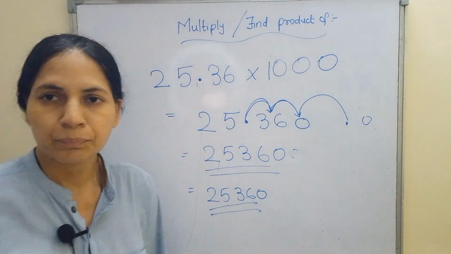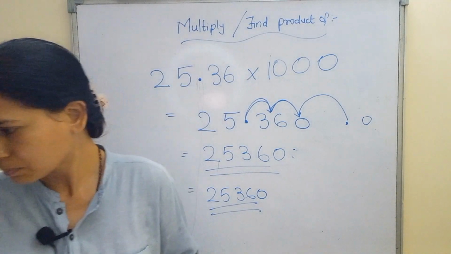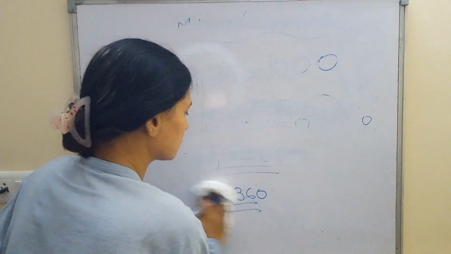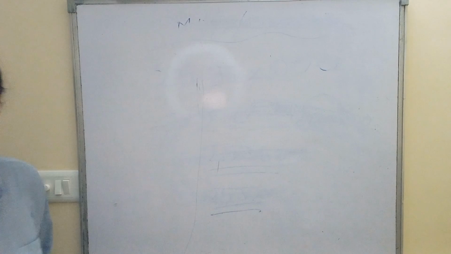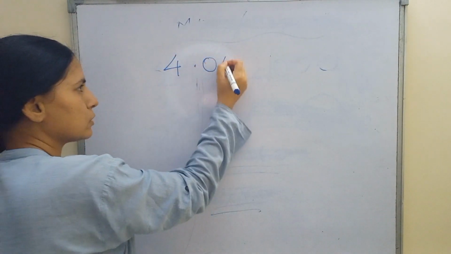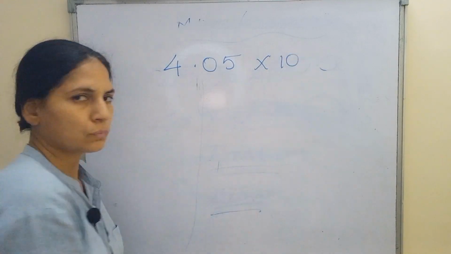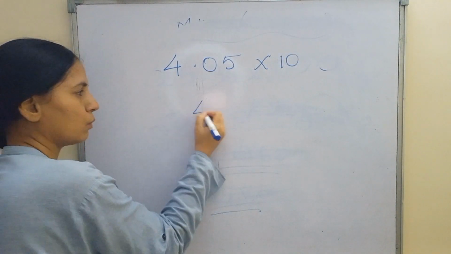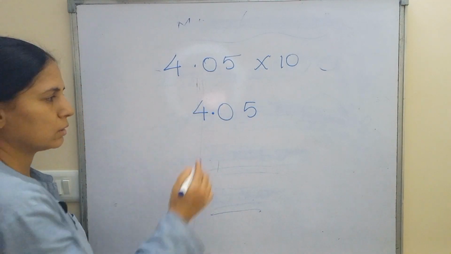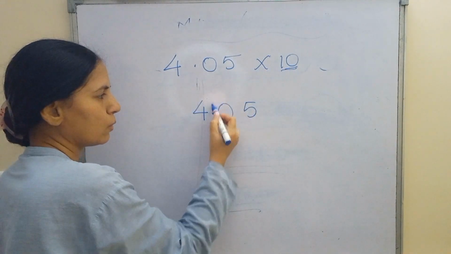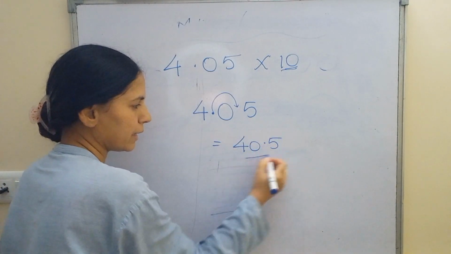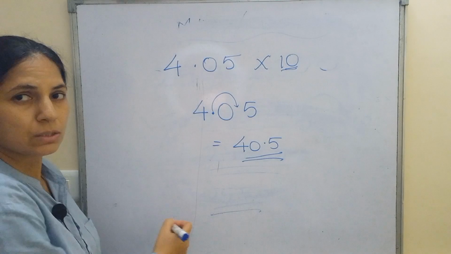Followed, my dear children? Come on, let's do the rest of the sums. The next sum is 4.05 into 10. Now you tell me. The decimal point was here. How many jumps will it take? 1. So your answer would be 40.5.